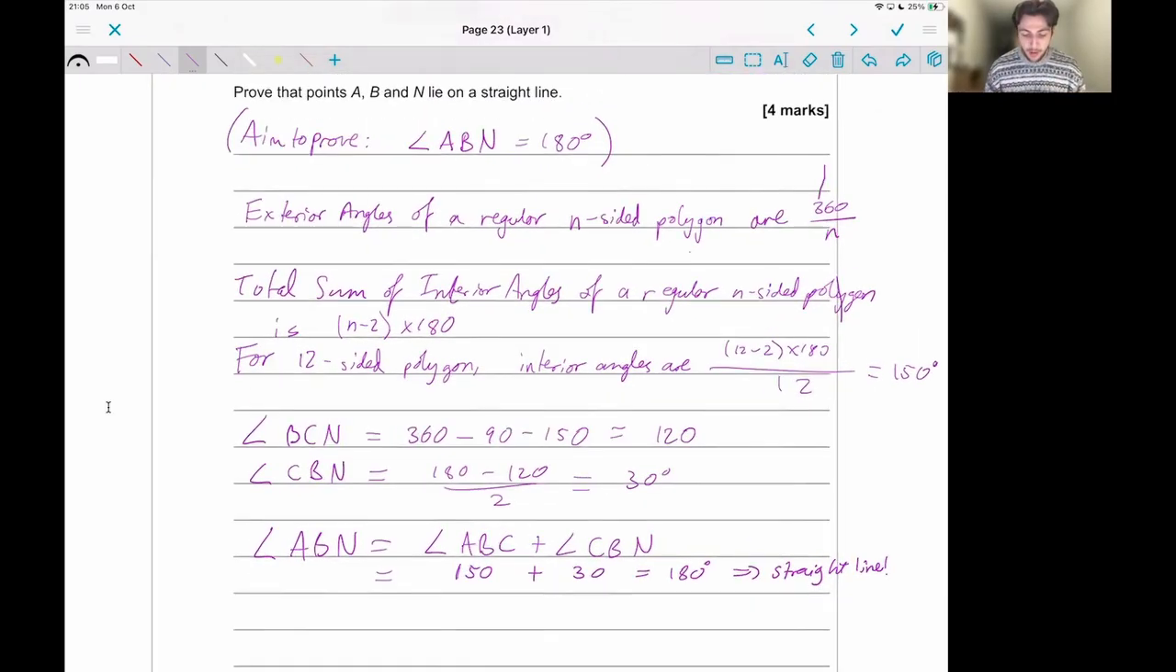If you're wondering where the 4 marks come from, you'd get a mark for 150. You would get a mark for 120, a mark for 30, and a mark for doing the sum to show that it's the final line. Those are where the 4 marks go.